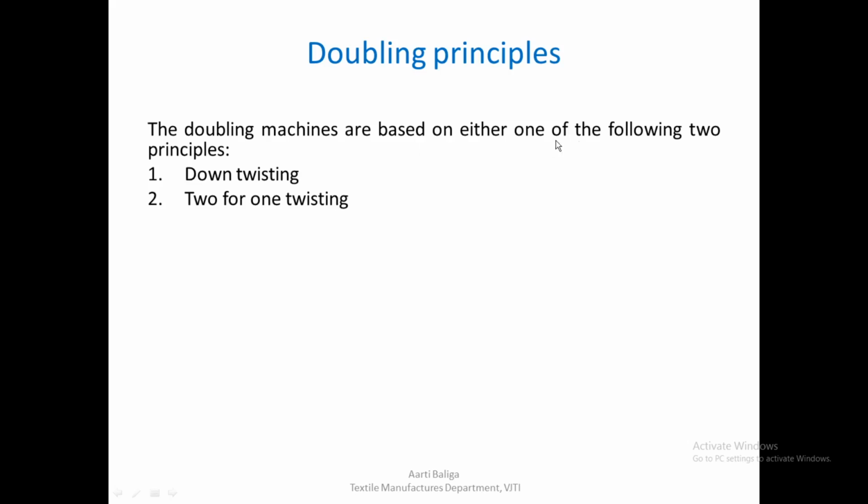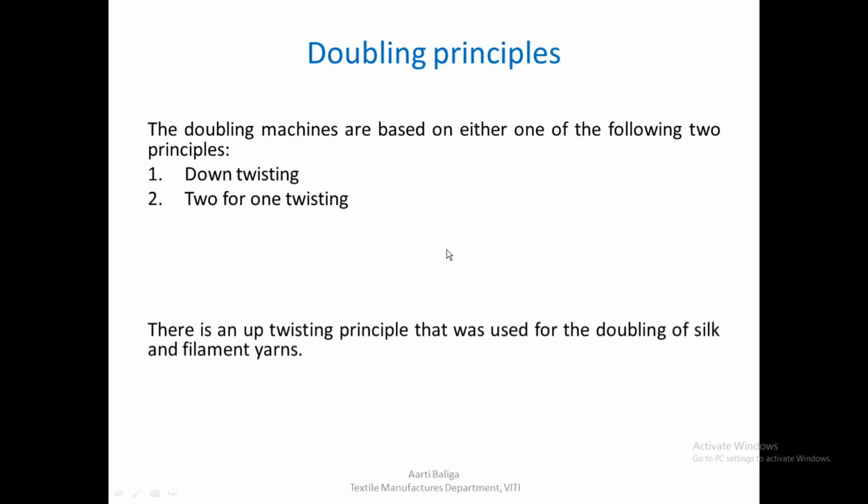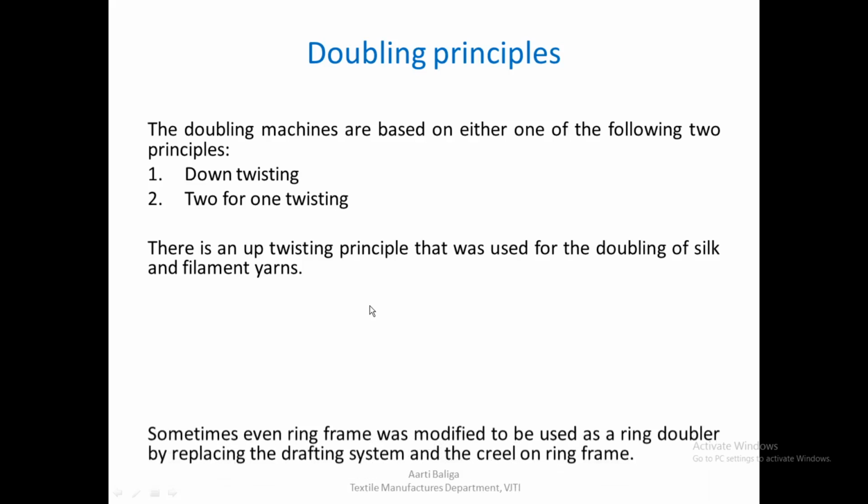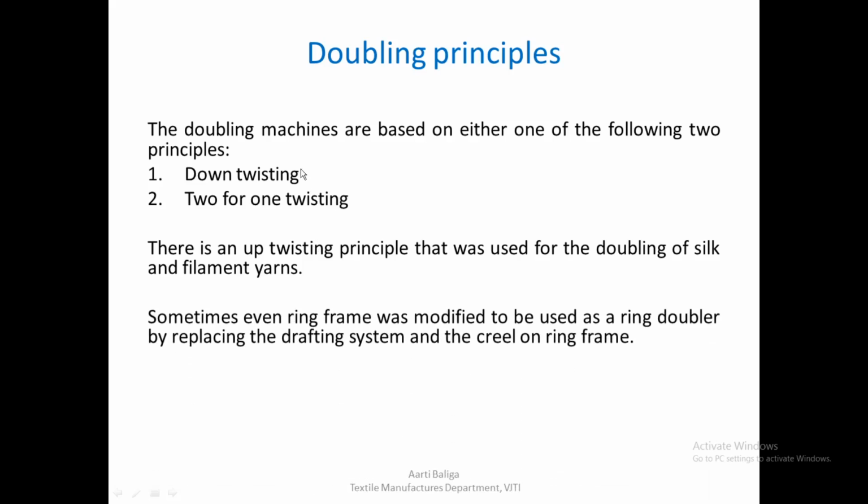The doubling machines are based on either one of the following two principles, that is down twisting or 2-4-1 twisting. So basically you will find these two principles that are used for doubling. There is one more type, that is up twisting principle, but it was used specifically for doubling of silk and filament yarns. So in this lecture we will see the first two popular types that are there. Sometimes even ring frame was modified to be used as a ring doubler by replacing the drafting system and the creel on the ring frame.